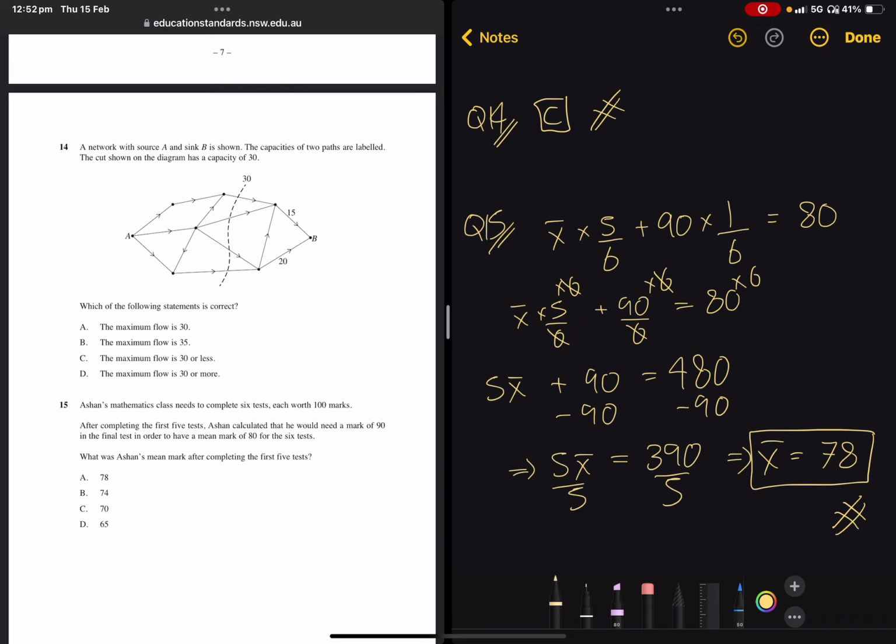In order to bump that average up enough to get to an average of 80, he needs a 90 in the final test. So of these 4 possible answers, 78, A is the answer, and A is in fact correct. So this is the multiple choice selection of questions from the 2023 HSC Mathematics Standard 2 paper.